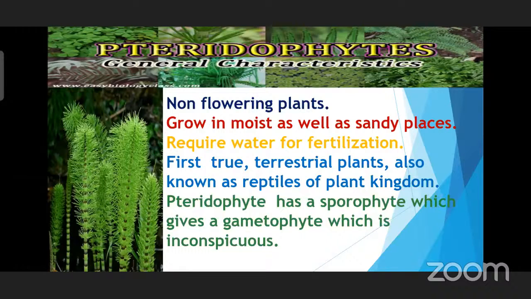Okay, the short phase of the life cycle. In the life cycle, the short phase is seen in the gametophytic stage only. Okay, so the sporophyte is the dominant one.